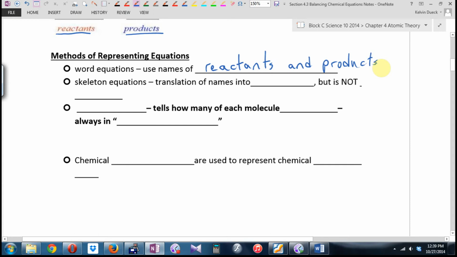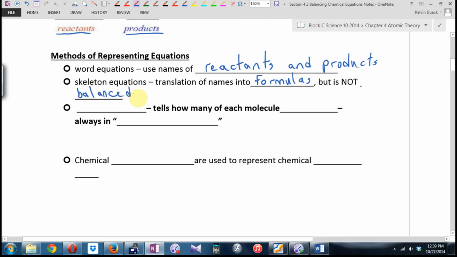In the equation above, I would say hydrogen plus oxygen gives hydrogen dioxide, or as we like to call it, water. Then there's something called the skeleton equation. This is where you translate the names into the formulas, but it's not balanced yet.